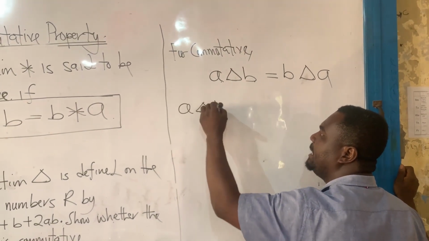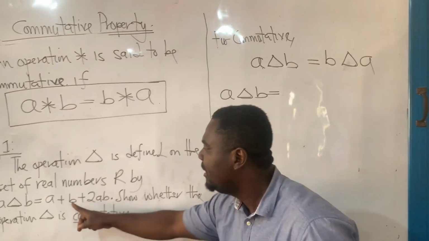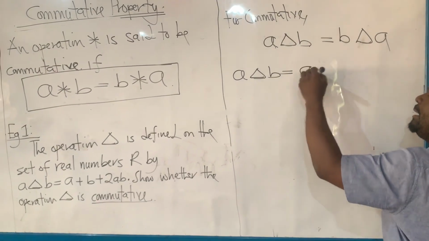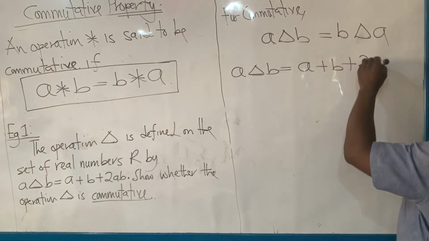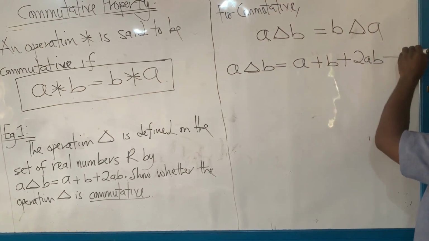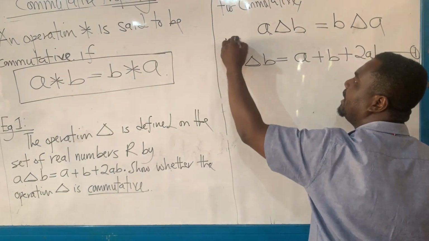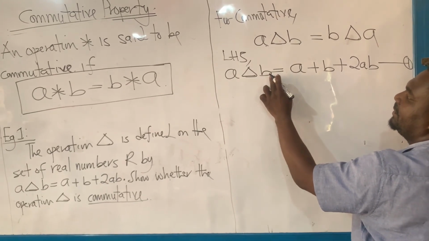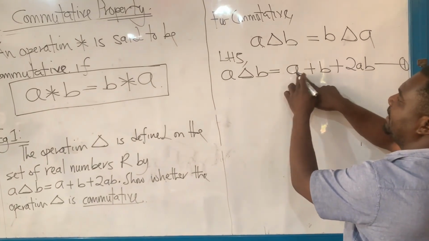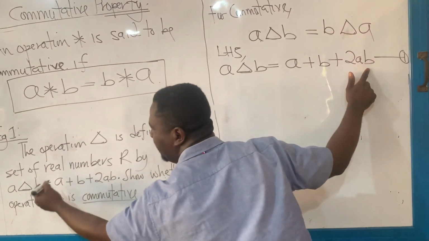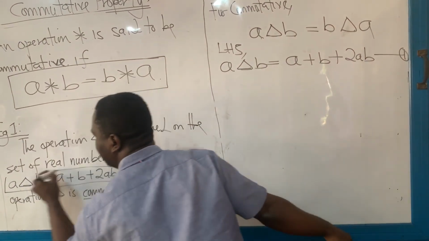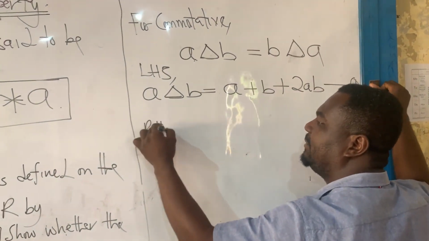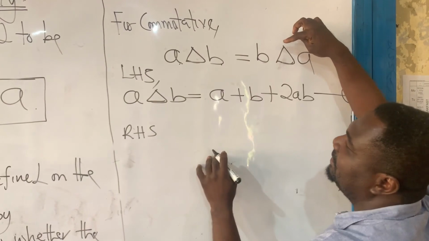A triangle B, in the very formula, our A is A, our B is B. So we are putting in A plus B plus 2AB. Then we call this equation 1 because we consider the left hand side. This is the left hand side, so this is A triangle B, meaning in the formula A plus B plus 2AB. This was what we were given in the question.